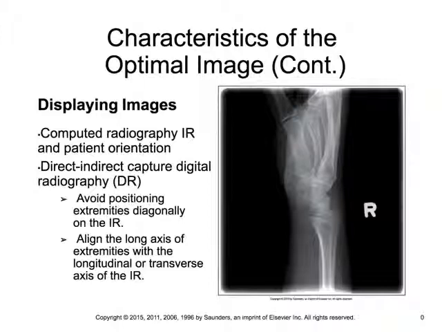Now, there's going to be times when we can't avoid that, but we're going to try to avoid it as much as possible. So we want to make sure that we're aligning things to either the long axis, so like the y-axis, or the x-axis of our image receptor, okay? Because we can't turn it very much.